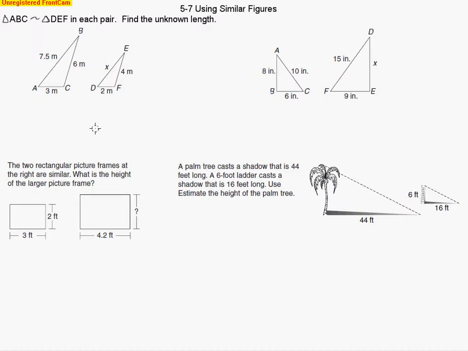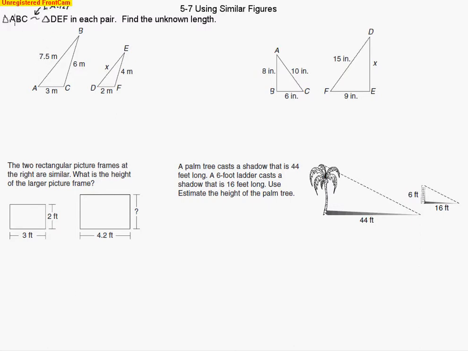Today we're looking at using similar figures to help solve problems. So let's take a look at our first problem here. It mentions that triangle ABC, so this triangle symbol represents that we're talking about this triangle ABC, is similar. This symbol right here just means similar, and it's similar to triangle DEF in each pair. So we're supposed to find the unknown length.